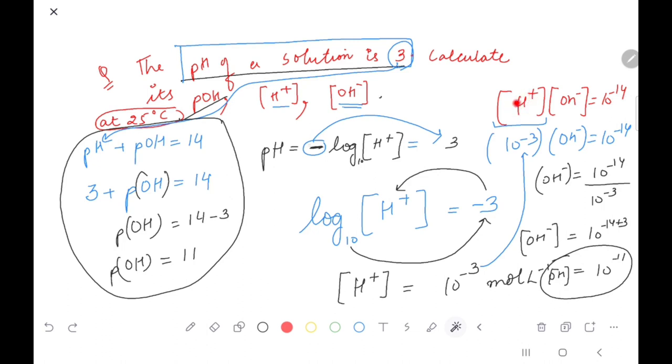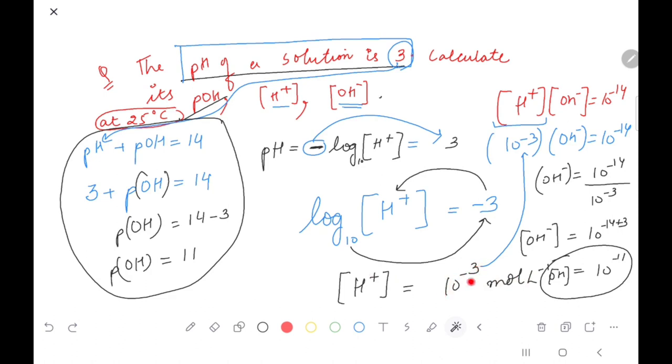And how would you do that? You put the formula of minus log of H plus, that is equal to 3. You bring minus here, it becomes minus 3. So log of H plus to the base 10 equals minus 3. So do you understand that 10 raised to power minus 3 is equal to H plus? Do you understand? And thereby 10 raised to power minus 3 equals H plus ion concentration.